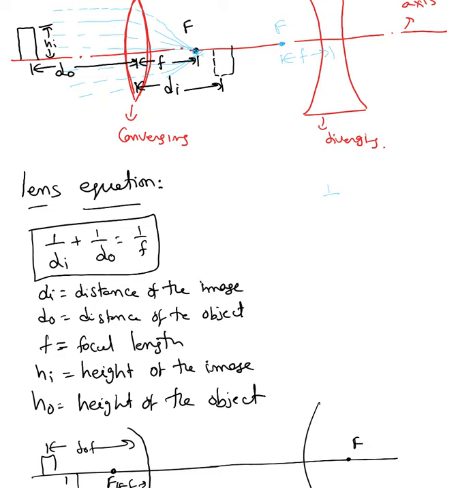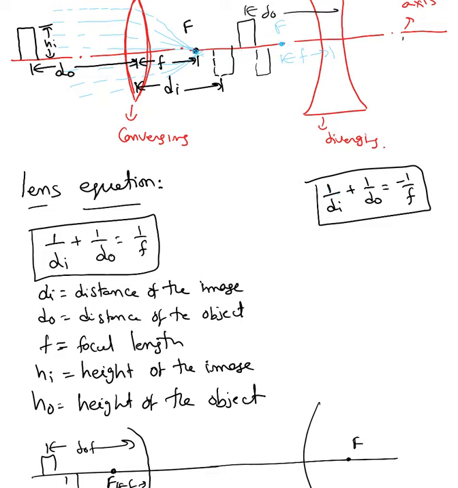we're going to use the same formula, but the only issue is 1 over di plus 1 over d naught equal to minus 1 over f. Okay. Sometimes this di might be somewhere here. I mean somewhere here, this is the image. So here is the object. So distance of the object and focal length.